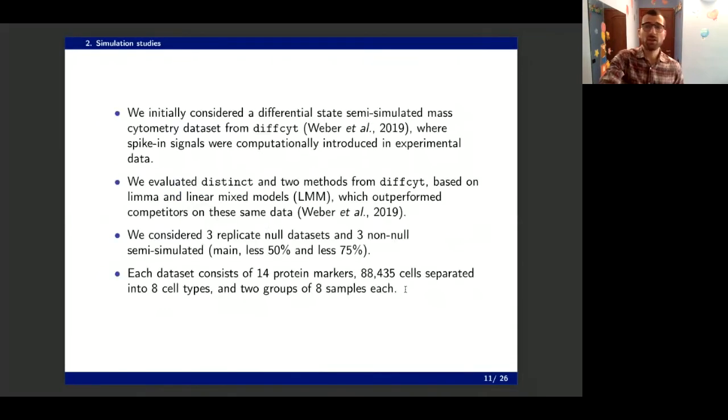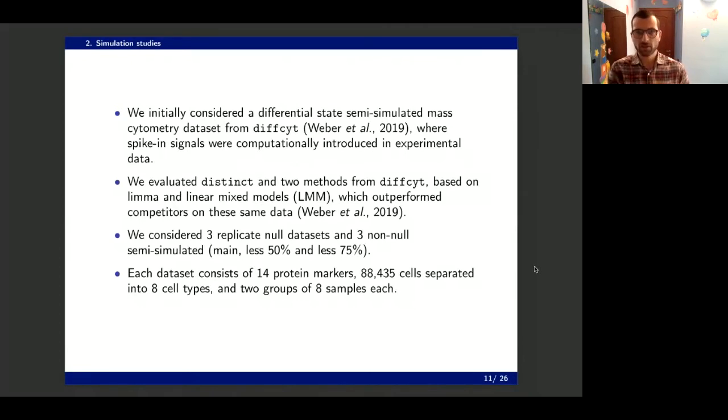So getting into the simulation studies, we first consider a differential state simulation study on mass cytometry data, which comes from this paper, where spike-in signals were computationally introduced in experimental data. And so this has all the properties of real data, but also embeds a ground truth signal. And we compared this to two methods from this paper based on limma and mixed models. And we chose them because on this exact data set, they outperformed the competitors.